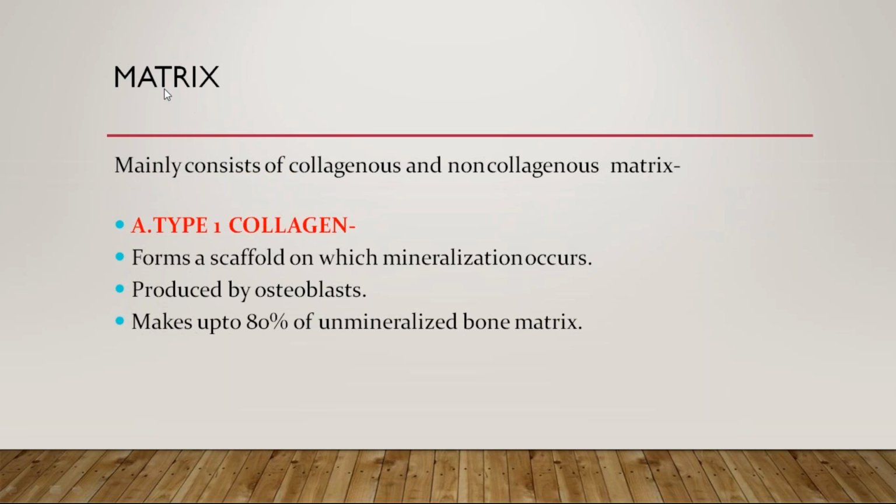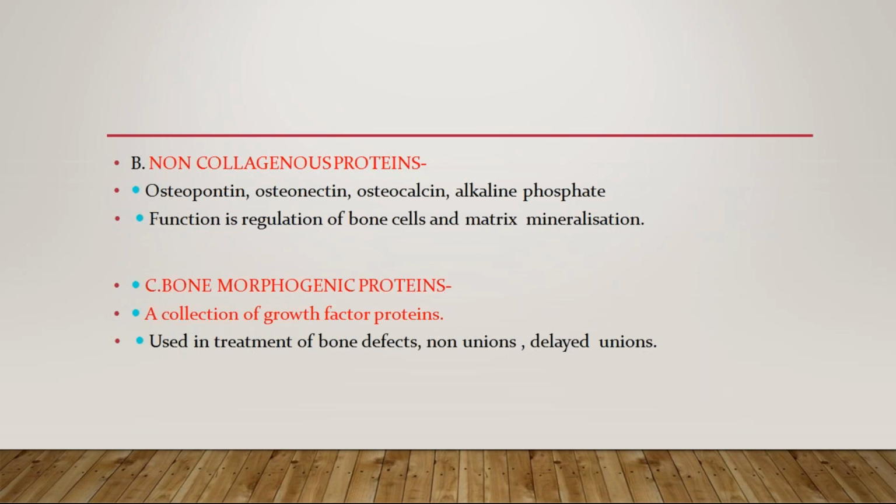Coming to matrix, in the matrix collagen and non-collagen substance is there. In collagen, type 1 collagen is important, because type 1 collagen is mainly produced by osteoblast cells, and 80% of unmineralized bone matrix is this type 1 collagen. And non-collagenous proteins, those are osteopontin, osteonectin and osteocalcin. These are the non-collagenous substances which are mainly for regulation of bone cells and matrix mineralization.